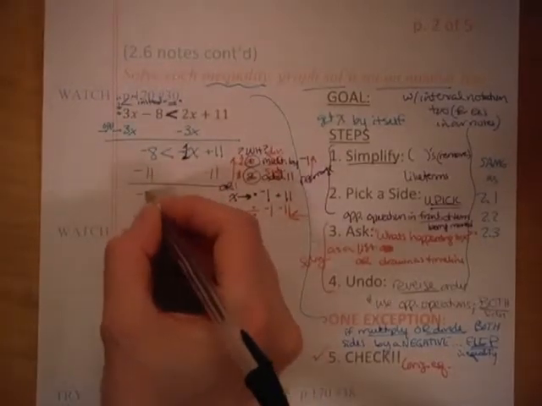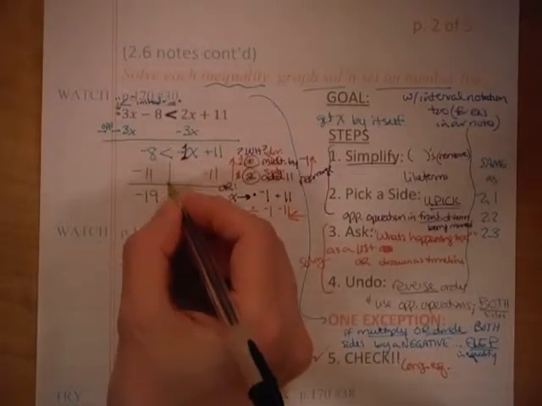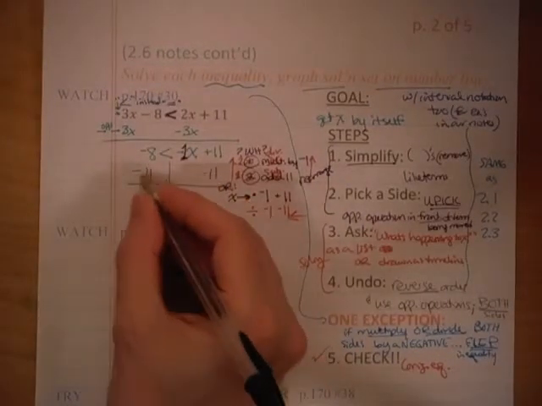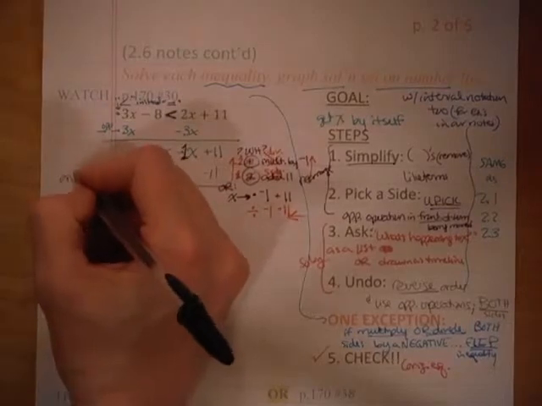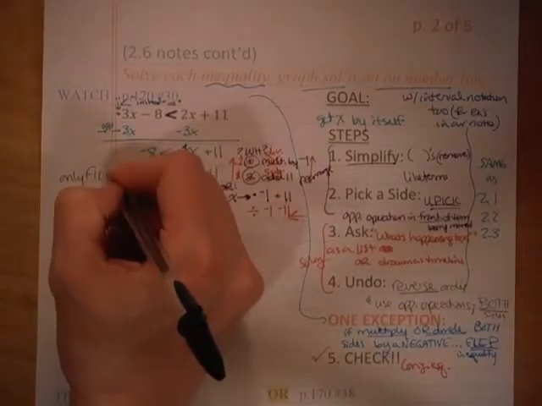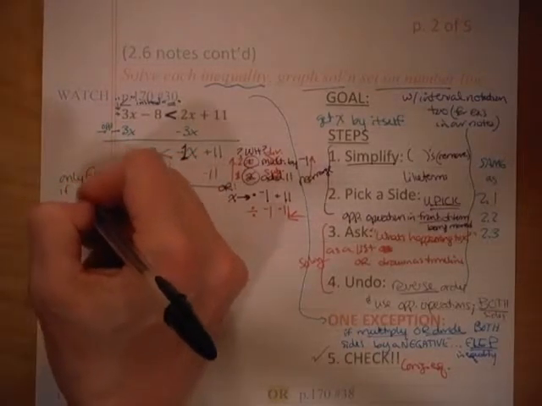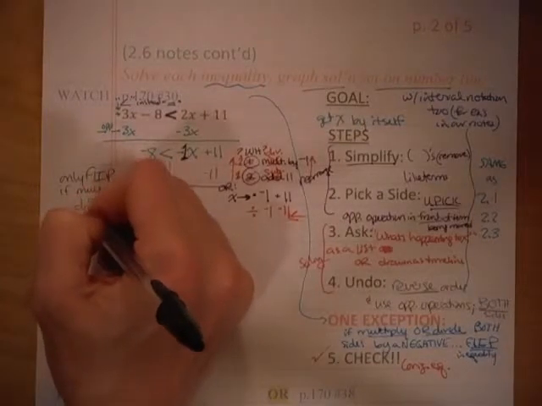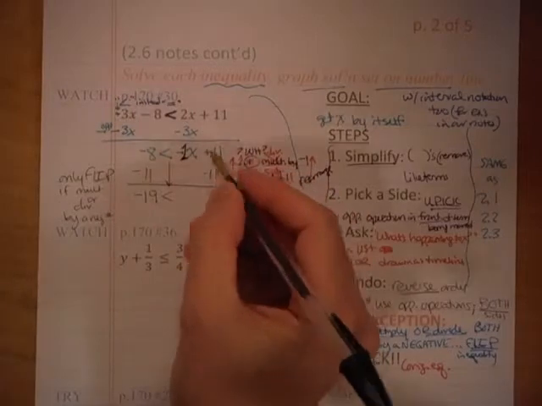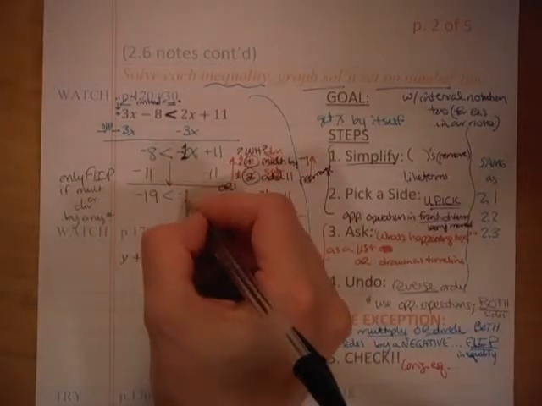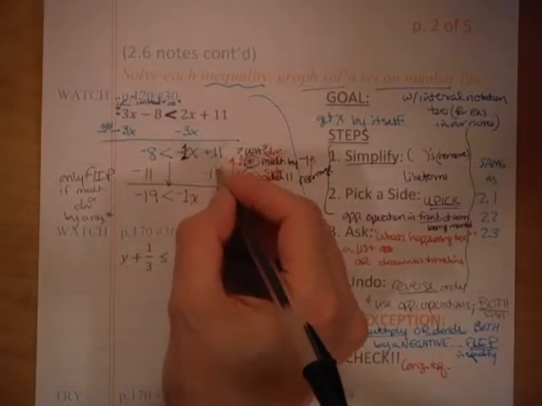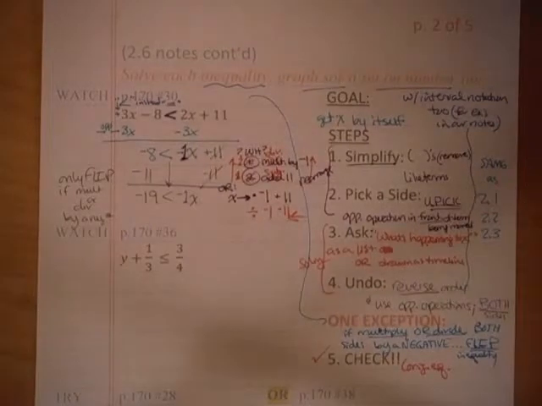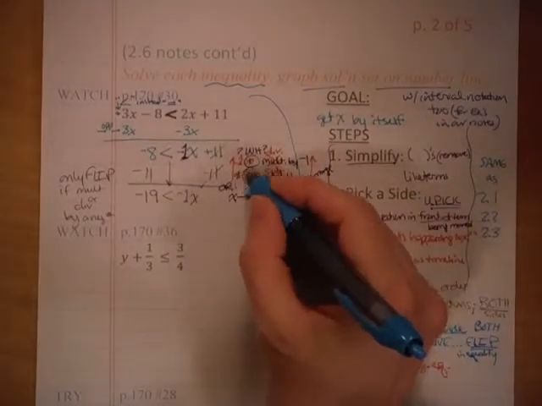Negative 8 minus 11 is a negative 19. The less than does not change. We did not multiply or divide. Okay, so you only flip the inequality if you multiply or divide by a negative. Okay, so I still have my negative 1x here, but the plus 11 minus 11, they cancel. That was the whole point. So we've taken care of that first step in our prescription.